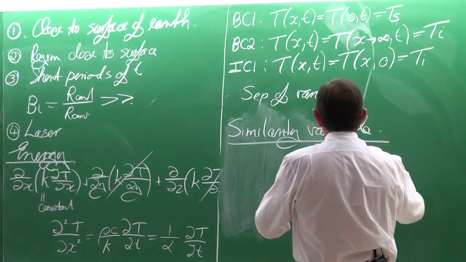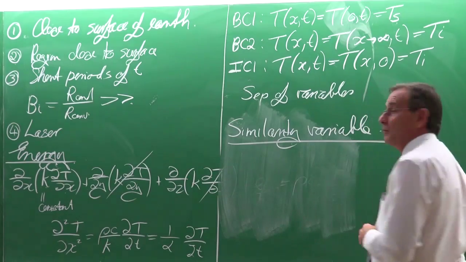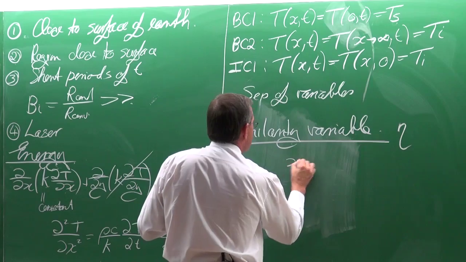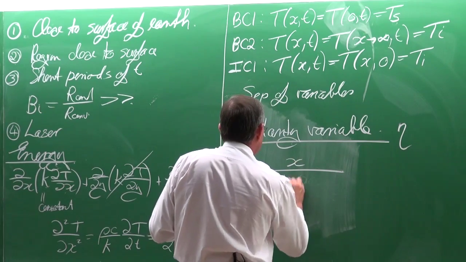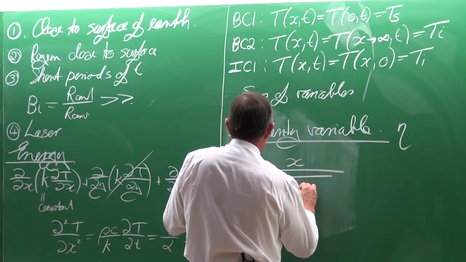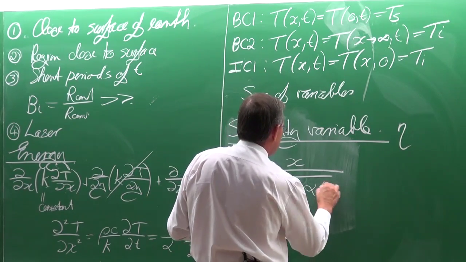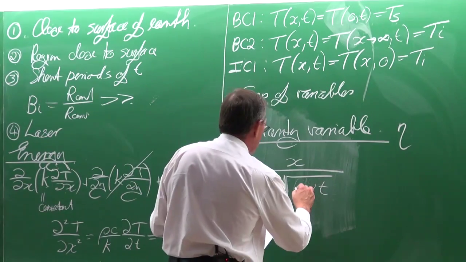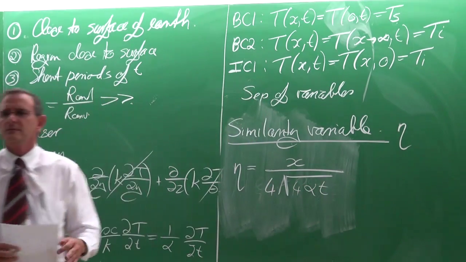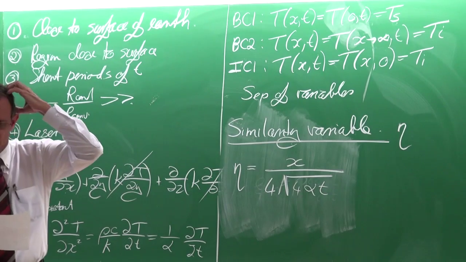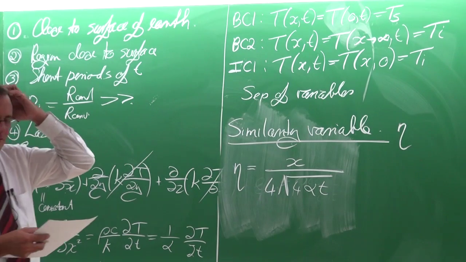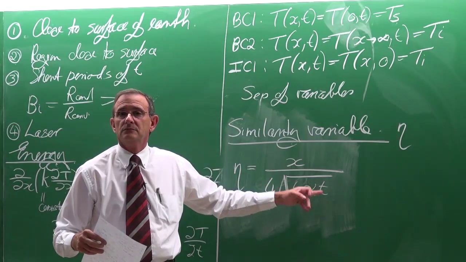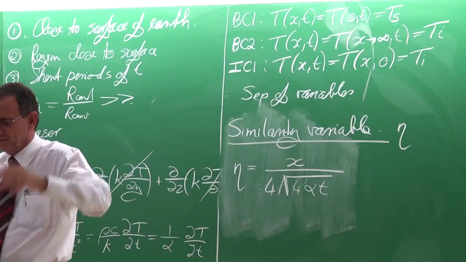So we define a similarity variable, eta, and this eta is equal to x divided by 4 times the square root of alpha t. I think I've made an error here somewhere. I see I've got a 4 here. I don't think that's correct. It doesn't matter what that is now. That is the similarity variable, and take note, it is a function of x and t.